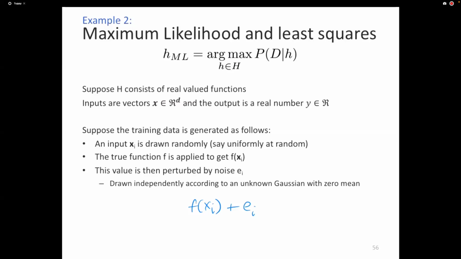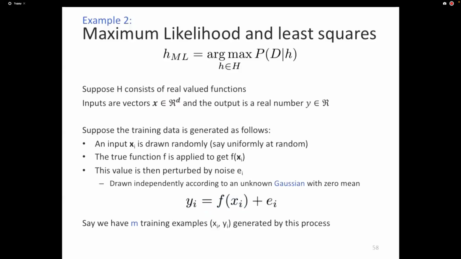And this noise, we are going to assume, is drawn, sorry, not uniformly, is drawn according to some unknown Gaussian distribution with zero mean. Because it has zero mean, that means that on average, it will give you the value of f. It's centered around the value of f, but the deviations are equally likely on both sides. So y is f of xi plus ei.